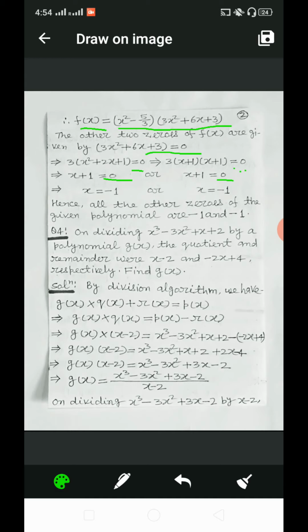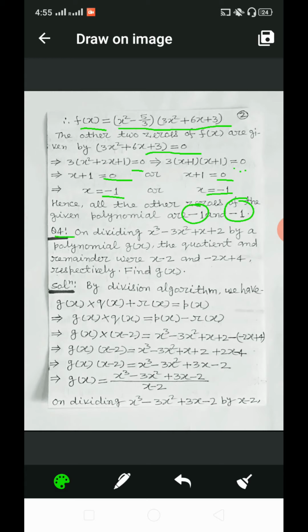On the basis of this, we get x plus 1 equal to 0 or x plus 1 equal to 0, and this implies that x is equal to minus 1 or x is equal to minus 1. Hence, all the other zeros of the given polynomial are minus 1 and minus 1.